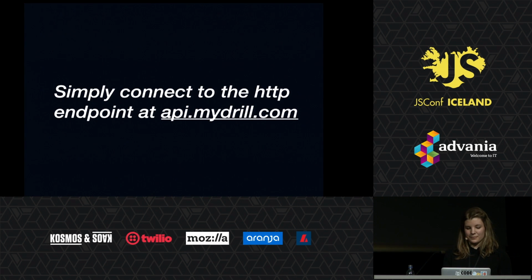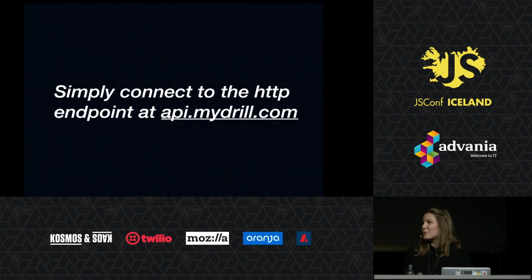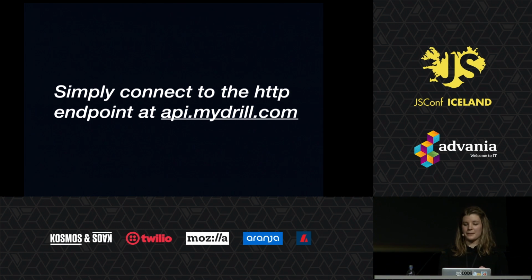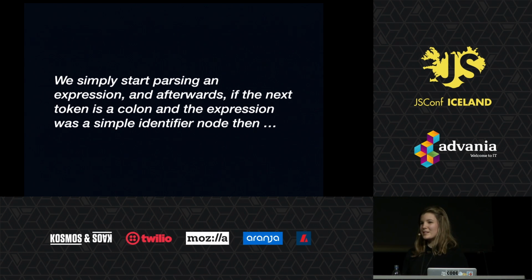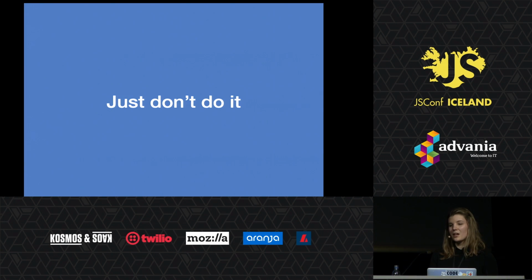For example, "Simply connect to the HTTP endpoint at api.mydrill.com. And that was it." So, okay, but we don't know how to do this. Or this one: "We simply start parsing an expression, and afterwards, if the next token is a colon, and the expression was a simple identifier node, then..." I don't know about you, but this doesn't sound so simple to me. And my solution for this? Don't use it. Just take the word out completely.